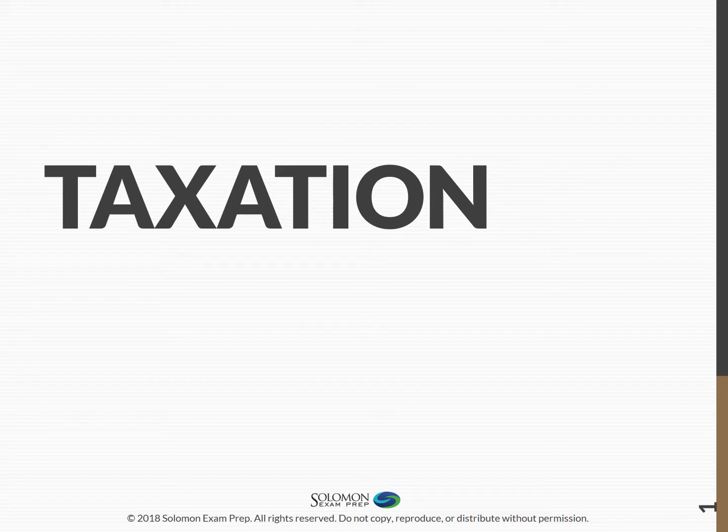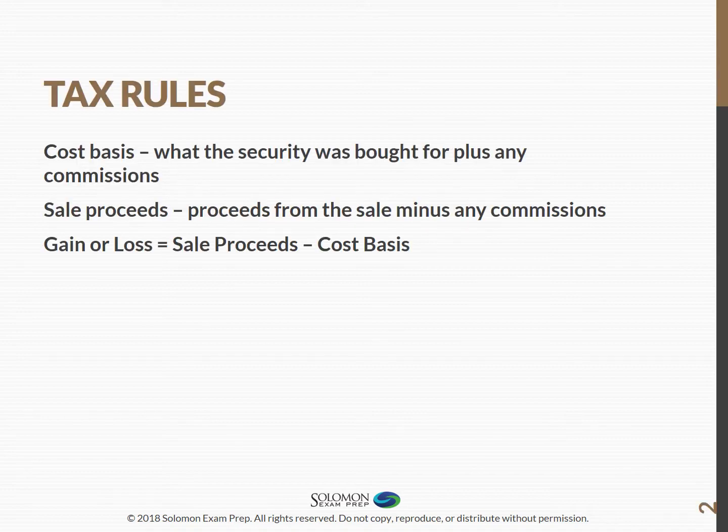In this section, we will discuss rules related to taxation. First, it is important to learn some definitions. The cost basis is what the security was bought for, plus any commissions. The sale proceeds are the proceeds from the sale of a security minus any commissions.